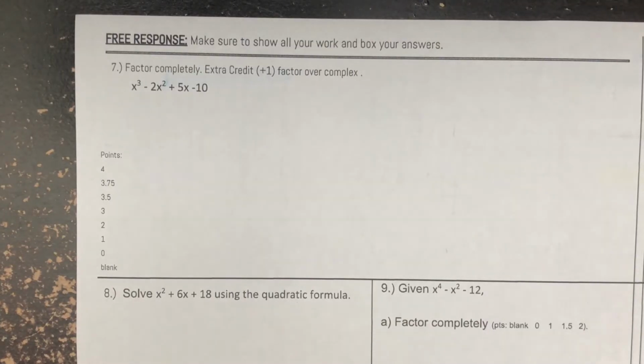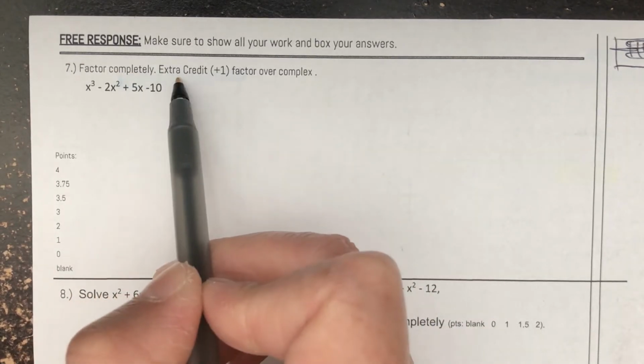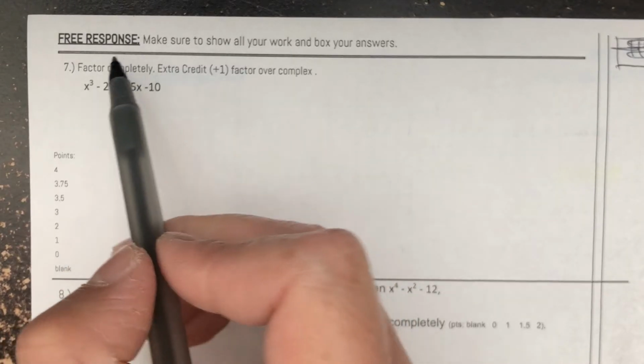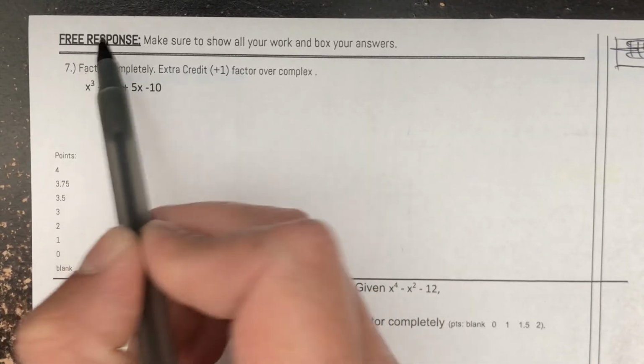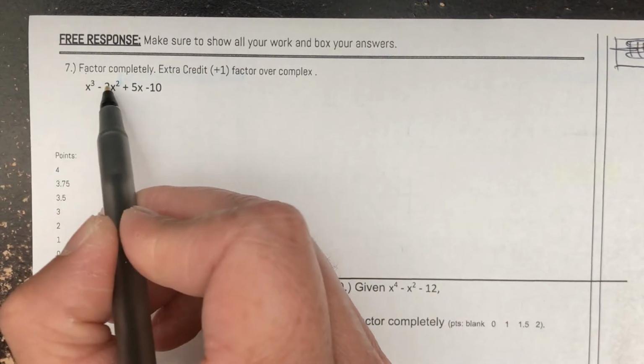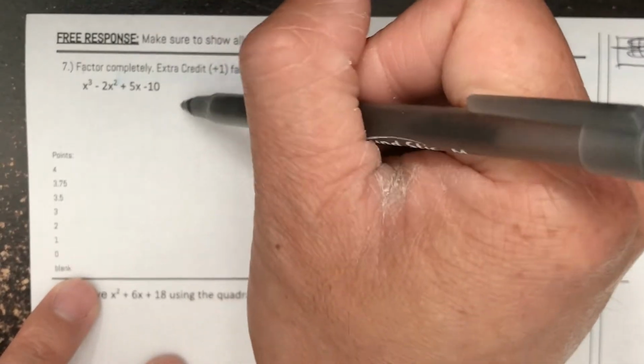All right, let's go on the back side now. Factor completely, and then extra credit if you can factor over the complex. So it just tells me to factor. I need to make sure I show all your work in box or answers. I have 4 terms here, 1, 2, 3, 4. That should be a giveaway. Let's try factoring by grouping.